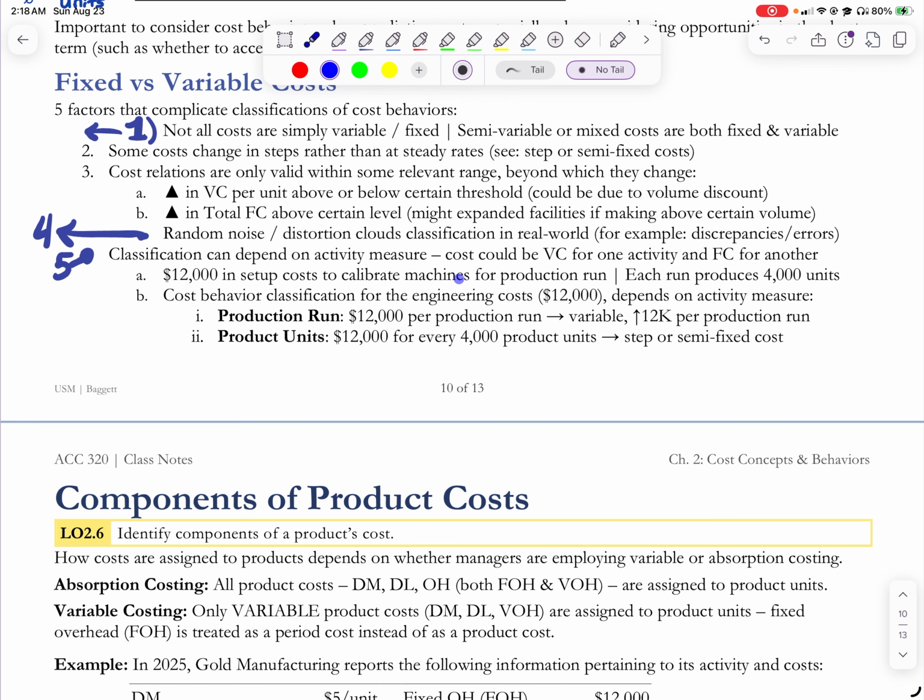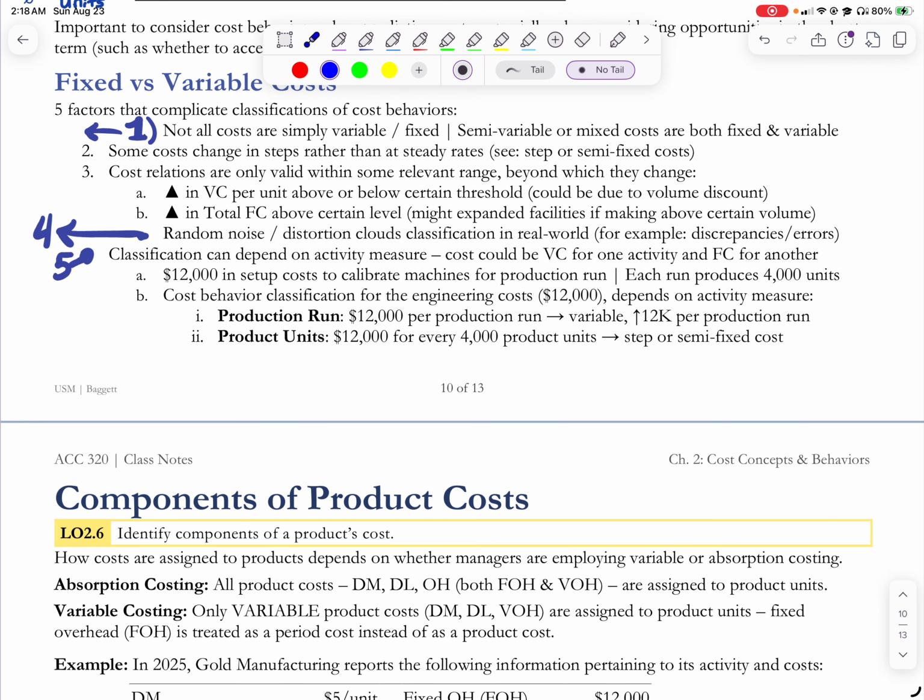Classification can also depend on activity measures. So we typically think about activity measures or volume measures in units. Units produced or sold is a really common one, particularly for manufacturers. But you could use other activity measures, and it's possible that the cost behavior would be dependent upon what that activity measure or volume measure is.